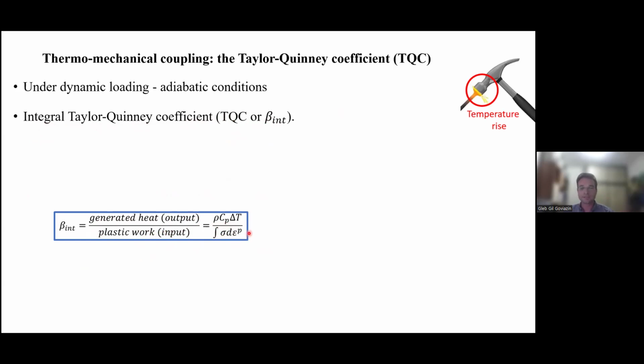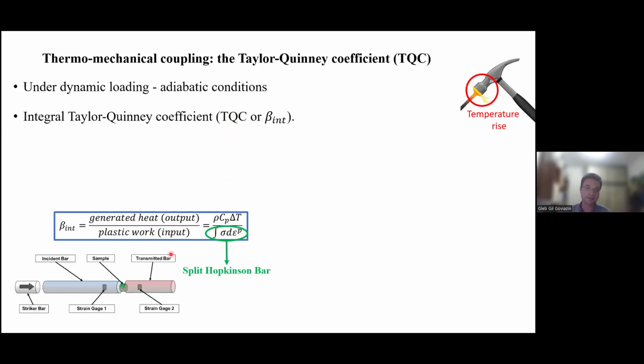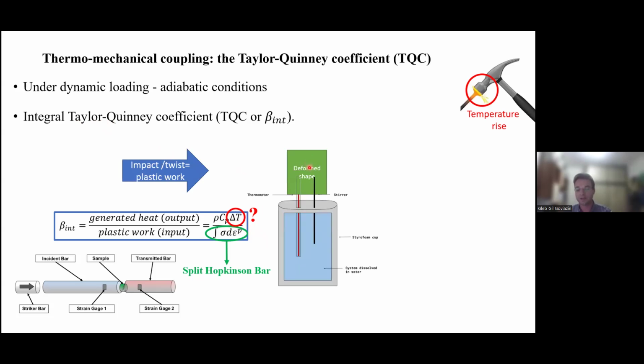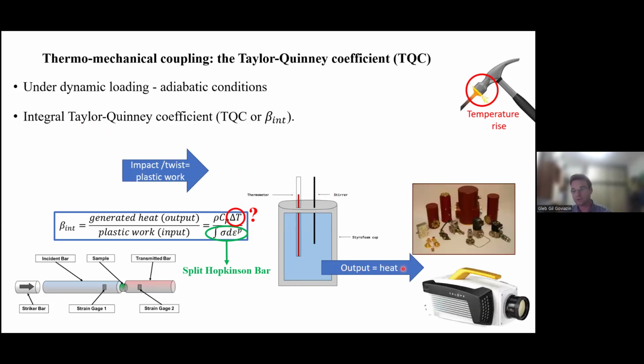The plastic work itself can be calculated from the data that we have from our Hopkinson bar, because it is the integral of sigma d epsilon. The density and heat capacity of the material can be measured, but how can we measure the temperature rise? Taylor and Quinney deformed a specimen rapidly, and then the specimen fell into a calorimeter. So the output was already the heat. However, today, most scientists use infrared detectors or infrared high-speed cameras.